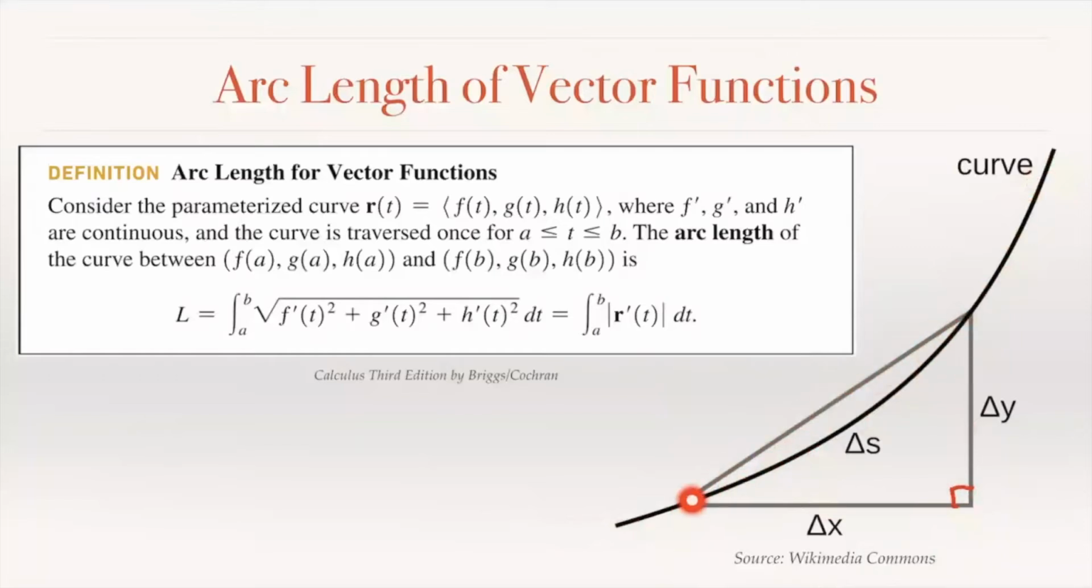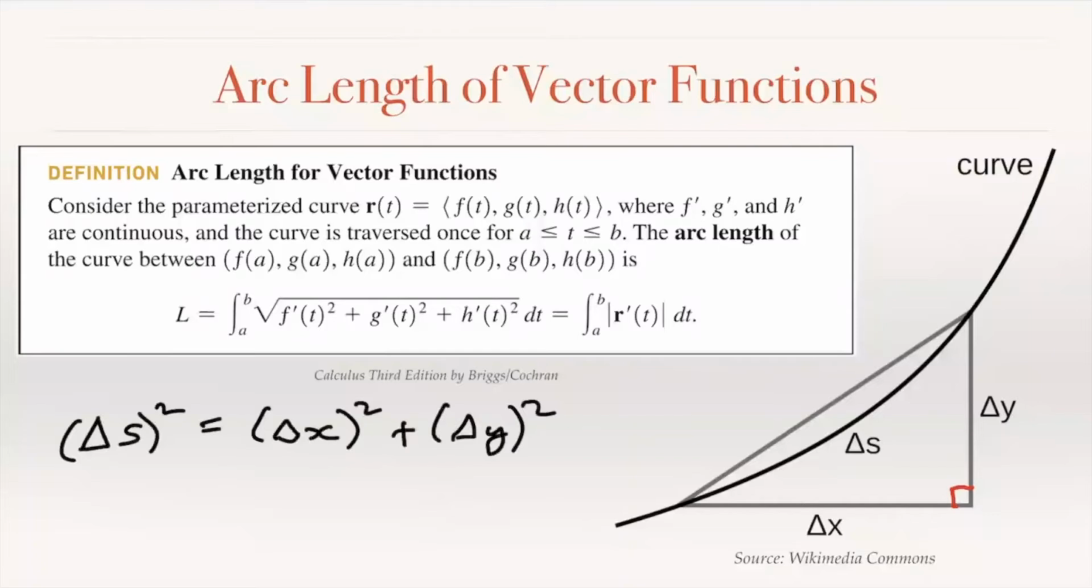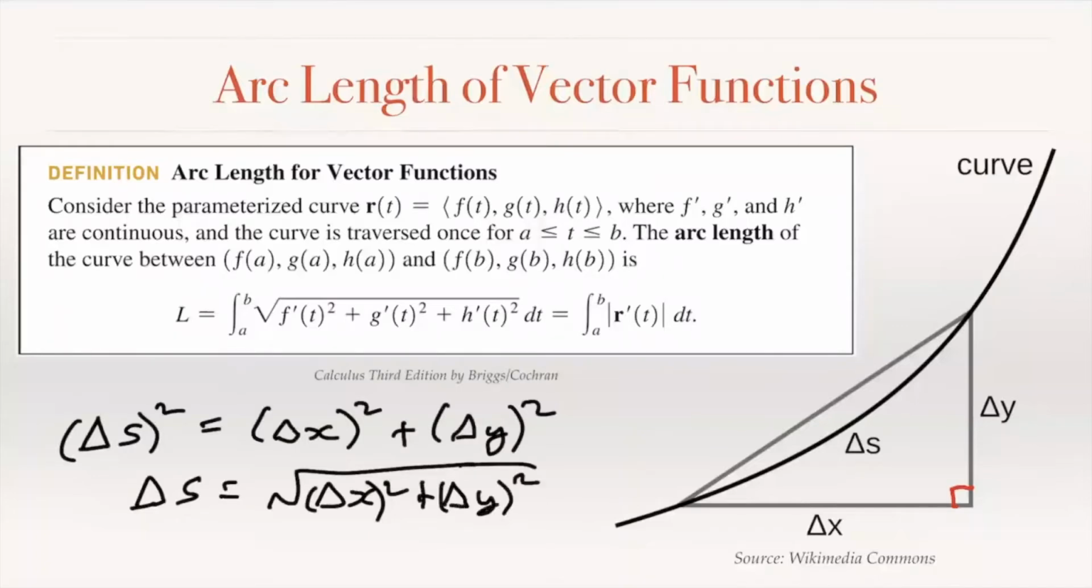And as delta x and delta y approach 0, this hypotenuse will lie greater and greater tangent to the curve. And as we know from the Pythagorean theorem, delta s squared is equal to delta x squared plus delta y squared. So therefore, delta s is the square root of delta x squared plus delta y squared. But this is a delta s, the change in s, and what we want to do is add all of those together. And that means integrating. After all, the integral sign, you know its etymology? Integral sign is an elongated s for sum. So we add all of those together.